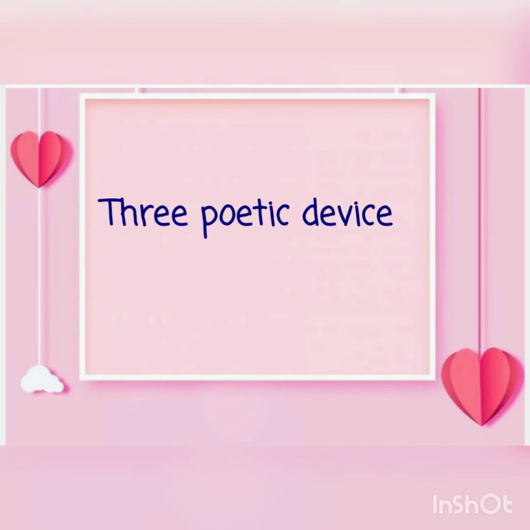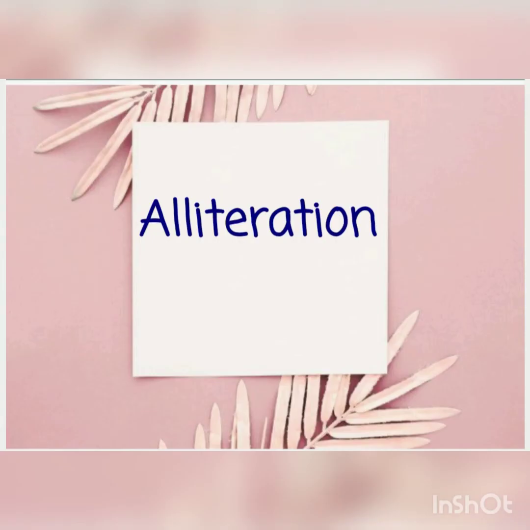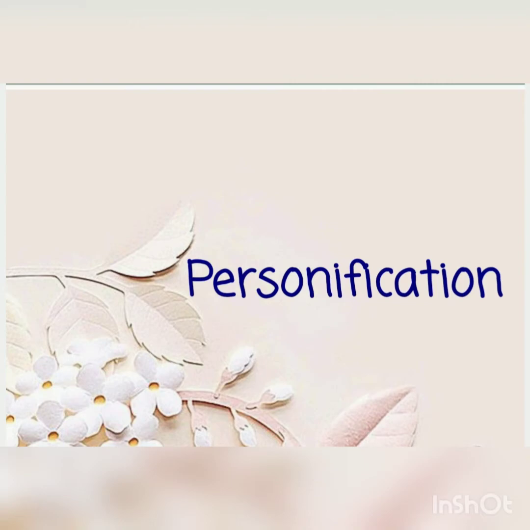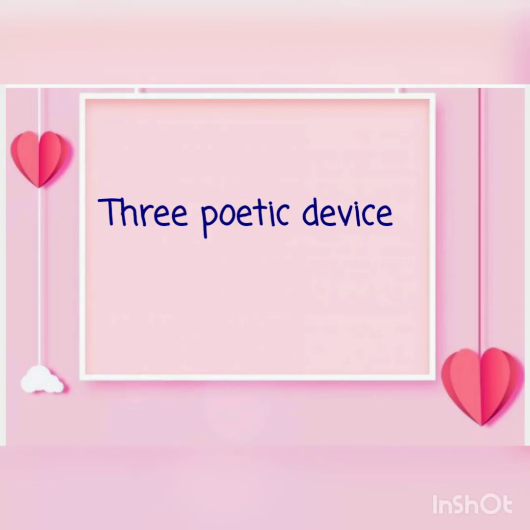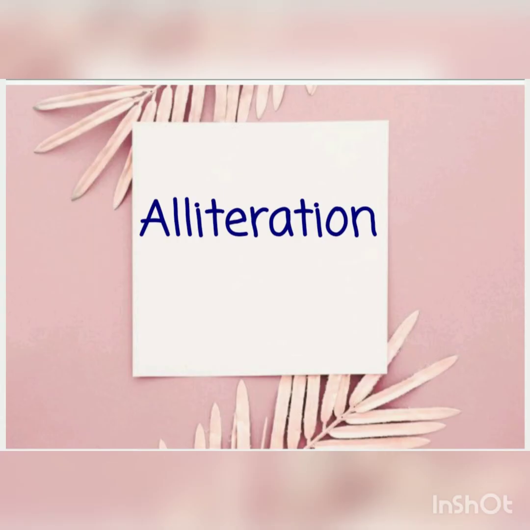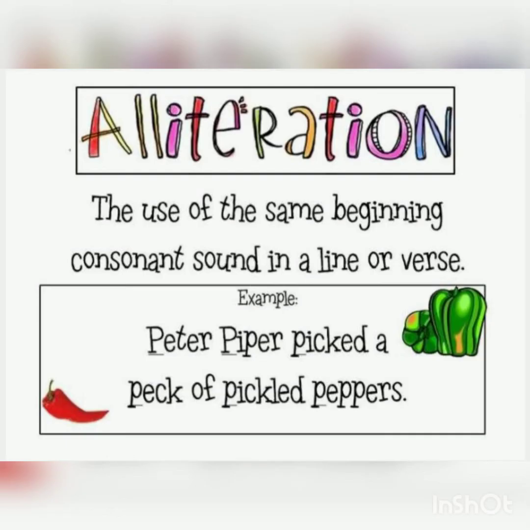Next, let's learn the three poetic devices, that is alliteration, assonance, and personification. We have already learned these poetic devices in the previous video, but let's quickly revise what we have learned. What is alliteration? I hope you still remember what alliteration is all about. Alliteration is the use of the same beginning consonant sound in a line or in a verse. Alliteration is also called a tongue twister. We already know that. The example is Peter Piper picked a peck of pickled peppers.